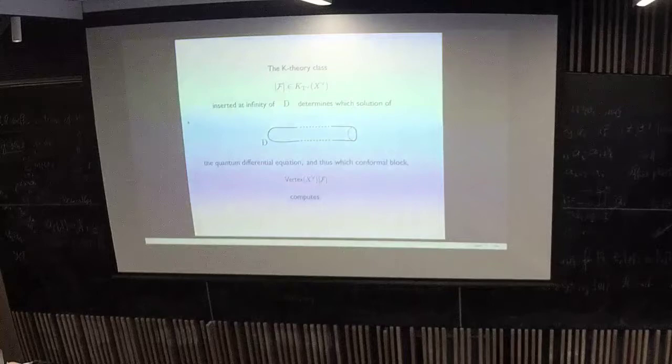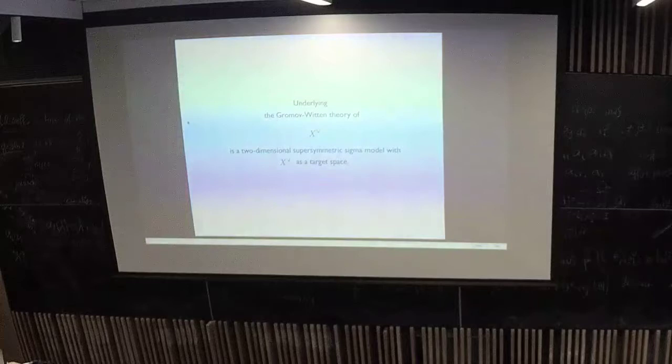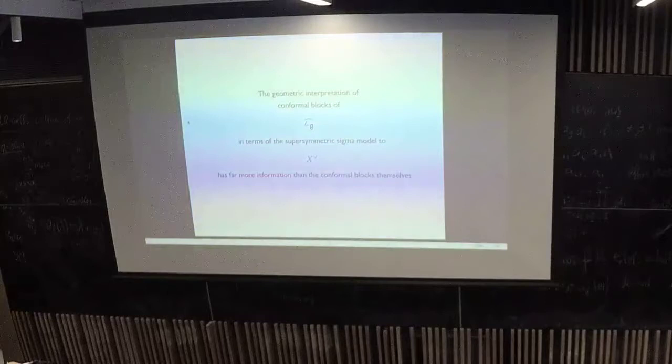Now, what have we done? We've gotten another, geometric interpretation of conformal blocks, which comes from the A model of X-check. What's crucial is that underlying this A model is actually a supersymmetric sigma model to X-check. And the supersymmetric sigma model has more information than just the A model that we need to study to get conformal blocks. The more information is in the following.